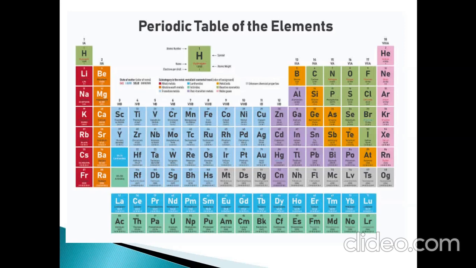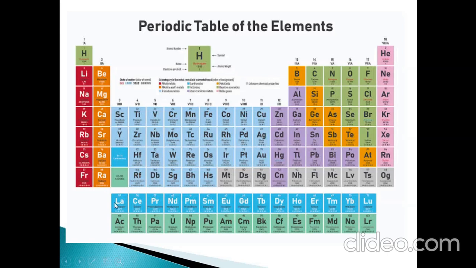Now let us study groups 3 to 12. Groups 3 to 12 are called transition elements. All of them are metals. They are colored. Now this group you don't have for studies. This is just for your reference.